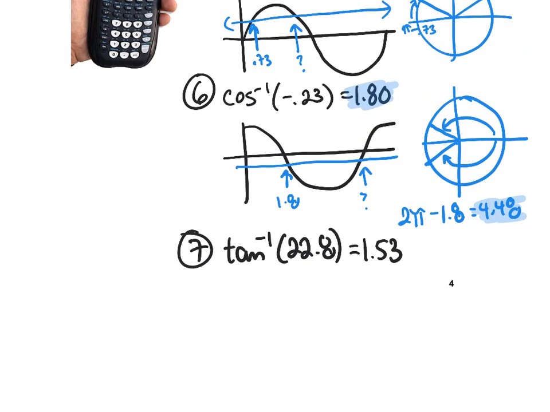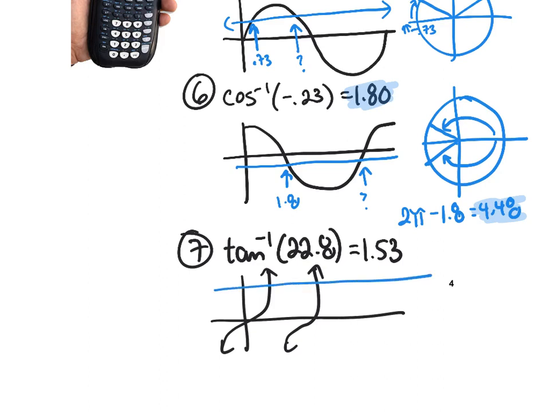So if I were to graph tangent, it looks like this, right? And 22.8, let's put 22.8 up here. How many times is that going to hit the line? It's going to hit it twice. Here at 1.53, and what is that number? Well, tangent has a period of pi, so 1.53 and pi plus 1.53 gives you about 4.67. Okay.